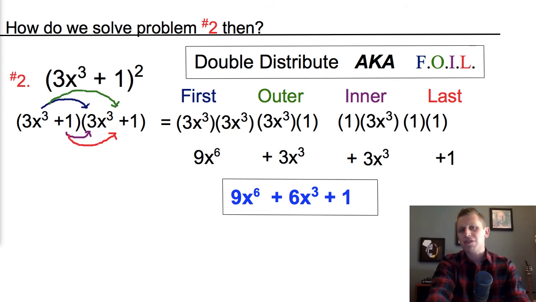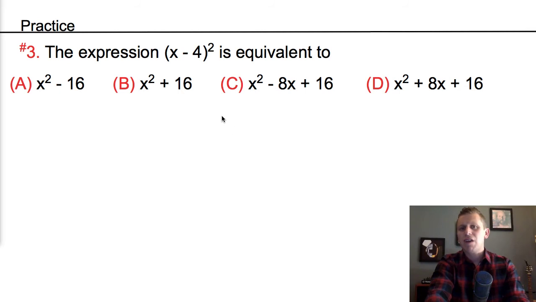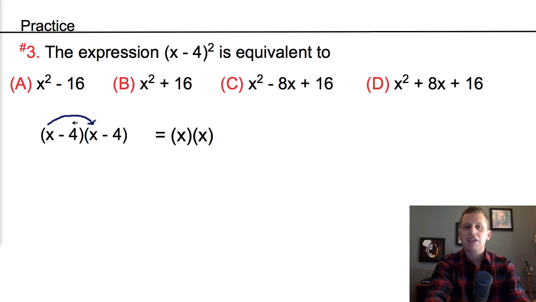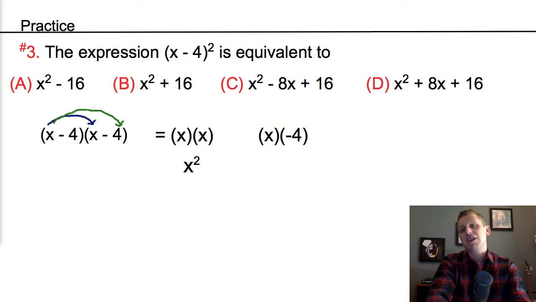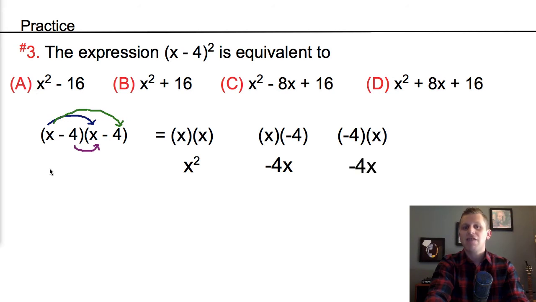Let's see if you can try one of these on your own. See if you can figure out what this difference to the power of 2 is. Well, you may have guessed it. In order to do this, you need to rewrite x minus 4 twice because of the square, and then double distribute or FOIL. The first thing you do is the first terms, x times x, which would be x squared. Then the outer terms, x times negative 4, or negative 4x. Next, the inners, negative 4 times x, or negative 4x. And finally, the last terms, negative 4 times negative 4, or positive 16.